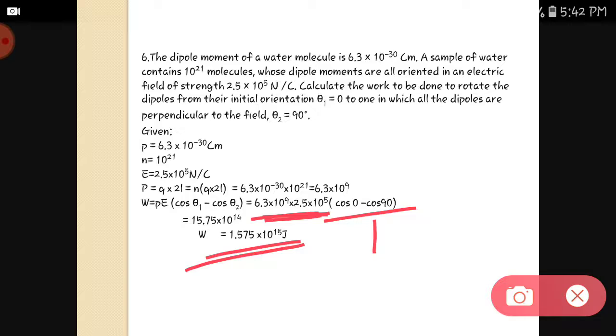This work done is required to rotate the water molecule by the angle of 0 to 90. 1.575 into 10 to the power plus 15, it is very high. That kind of work has to be done to move the water molecule.